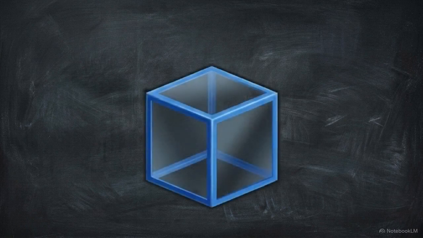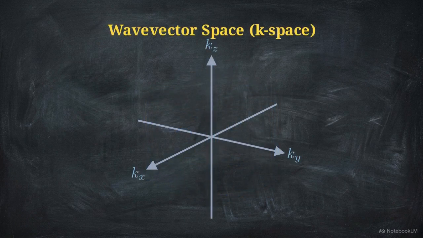We begin by modeling the metal as a three-dimensional box with a fixed volume. The electrons move freely within. We describe them as quantum waves. By applying periodic boundary conditions, we restrict allowed momentum, transitioning our analysis into wave vector space.